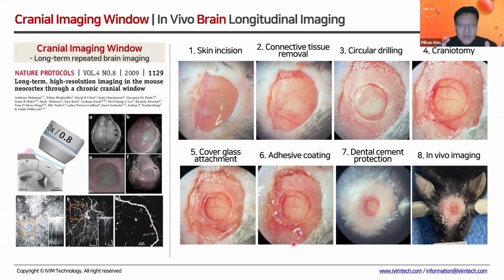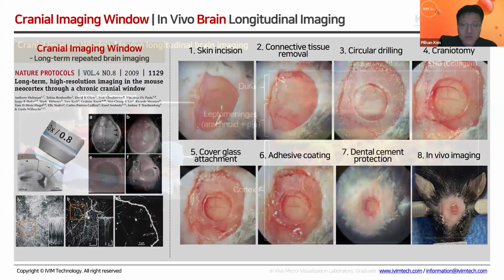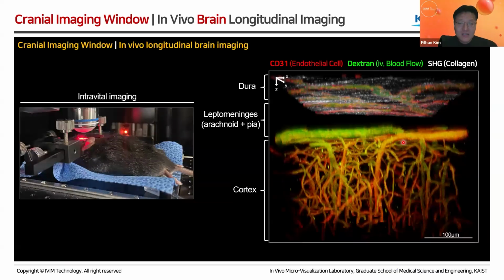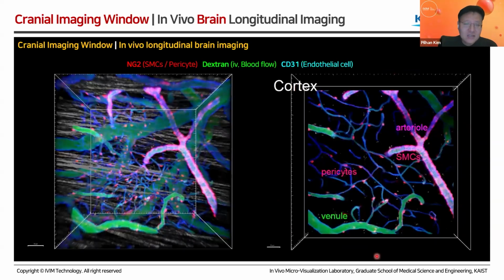After recovery, the mouse can survive more than 1 year, even 2 years. So we can do very long-term imaging of the brain. This is one data set. Through the glass, we can see the dura, subarachnoid, meninges, and cortex, like this one, up to 500 micrometers.